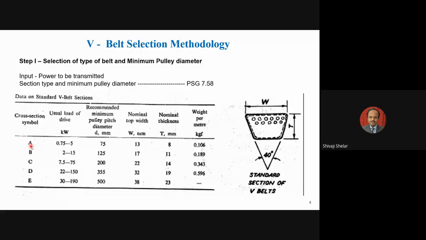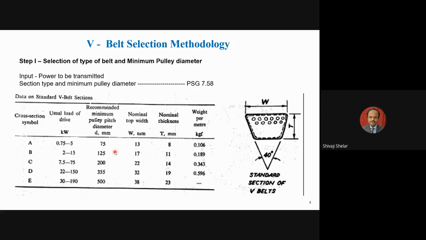If you are going for section A belt, your small pulley diameter should be 75. Now you may ask, sir, why do we have to select this smaller pulley diameter? Because this is a belt section having certain thicknesses. You can see this width is 13 and thickness is 8. This belt is wrapped around this pulley.